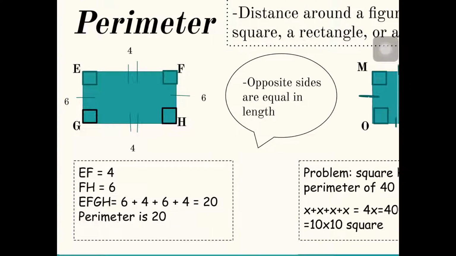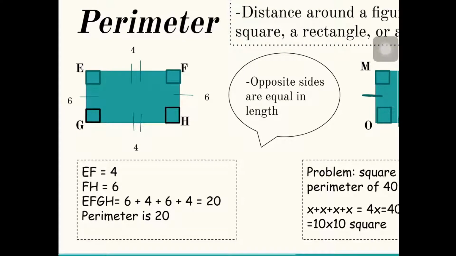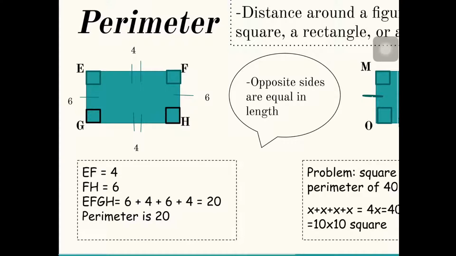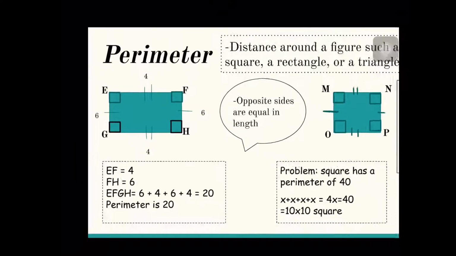We have the sides E, F, G, H. E to F is 4, F to H is 6, H to G is 4, and G to E is 6. We take all the side numbers and add them together. 6 plus 4 plus 6 plus 4 equals 20, and the perimeter of this figure is 20.